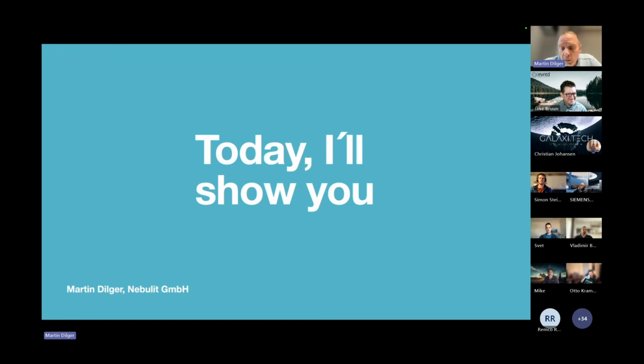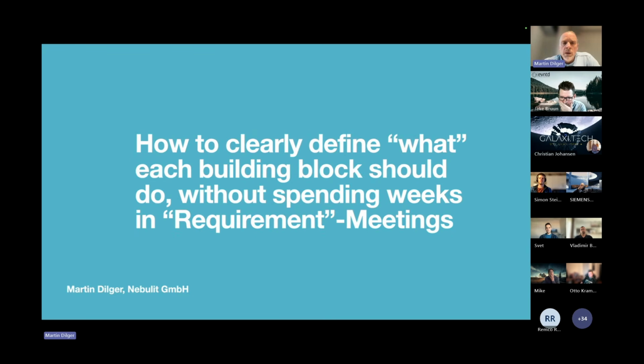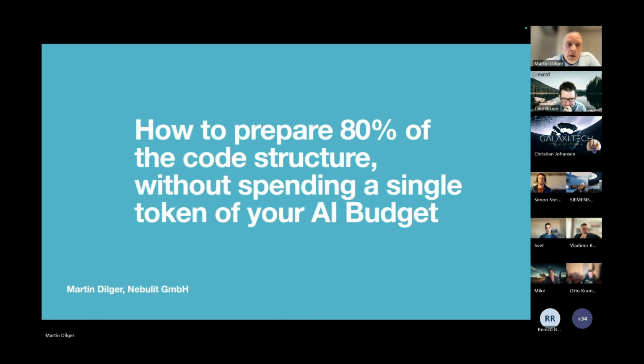Today, I will show you how we break down a system into small building blocks without writing hundreds of Jira tickets. If you work with event modeling, your Jira tickets are either non-existent, or if you still work with Jira, typically they are just headlines, no details, because all the details are in the event model. I will show you how to break down those systems. I will also show you how I clearly define what each of those building blocks should do without spending weeks in requirement meetings. And I will show you how to prepare 80% of the code structure without spending a single token of your AI budget.